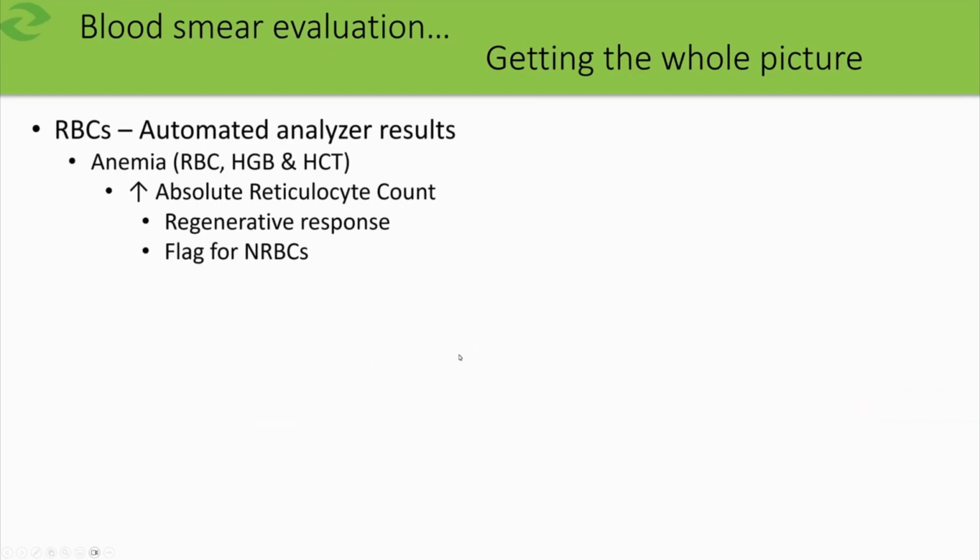Okay, so back to the automated analyzer results and an increase in absolute reticulocyte count with anemia. So that is a regenerative response. As I mentioned before, some of the in-clinic automated analyzers can flag for the presence of NRBCs, but they don't specifically enumerate them. And when we see this pattern here, with the increased reticulocyte count, potentially NRBCs in relatively low numbers, it's part of the regenerative response, then we're looking at hemolysis or hemorrhage, internal hemorrhage, as the most likely mechanism there.